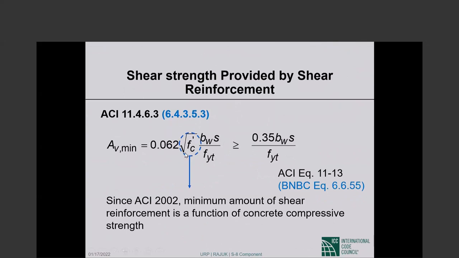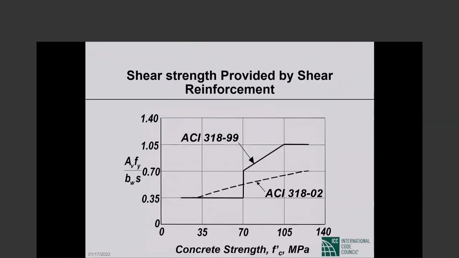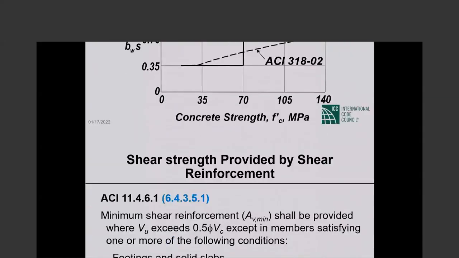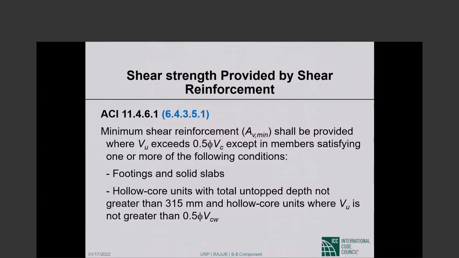It has square root of f sub c prime in it. This is A sub v minimum. Something close to the previous expression is now the lower bound. So since 318-02, minimum amount of shear reinforcement is a function of concrete compressive strength. So A sub v minimum is given by this expression, except that it shall never be less than that, irrespective of concrete strength. Okay, this I showed you and described to you already, so there is nothing more.